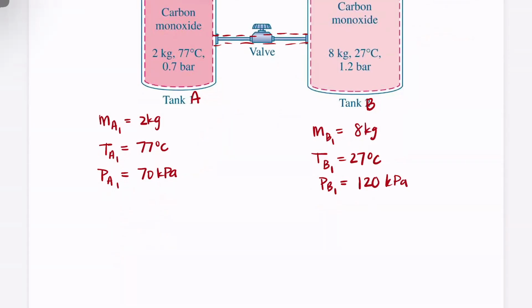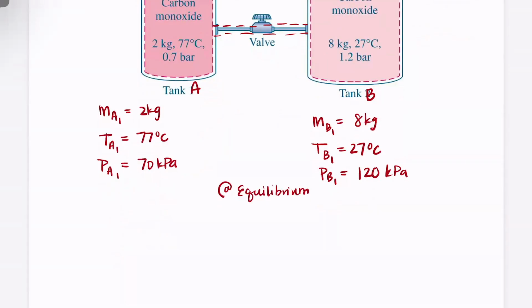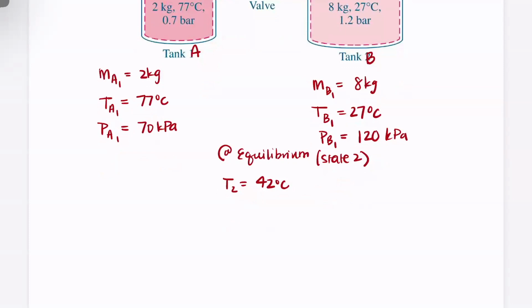Then we have at equilibrium, which I'm going to call state 2, that T2 is equal to 42 degrees C. And we want to find P2 and Q.